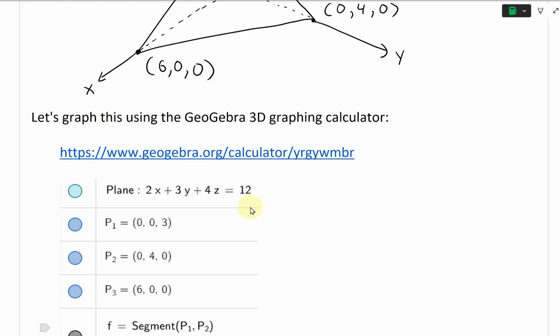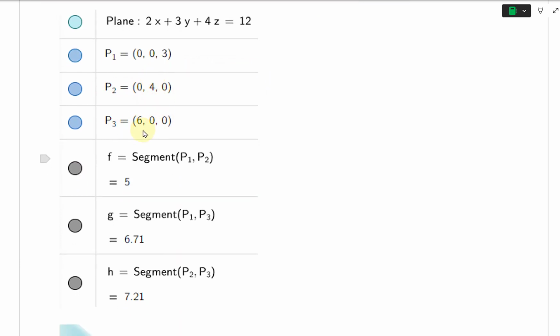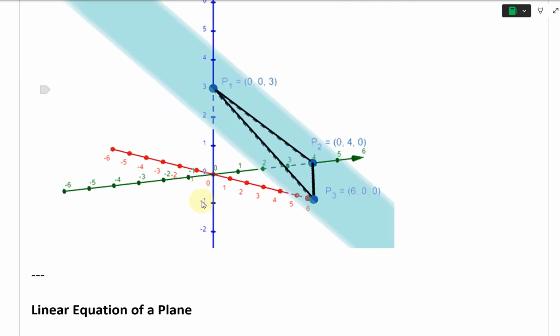Let's graph this using the GeoGebra 3D graphing calculator. Here are the inputs I used. I put in the plane 2x plus 3y plus z equals 12, and the points 0, 0, 3, 0, 4, 0, and 6, 0, 0. Then I put in the line segments from point 1 to point 2, point 1 to point 3, and point 2 to point 3. Anyway, you get a graph like this.